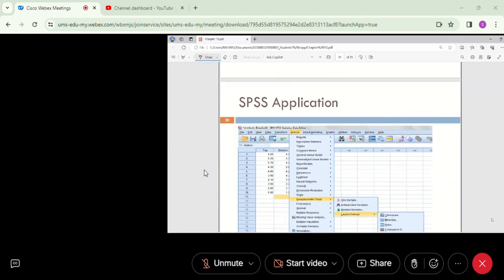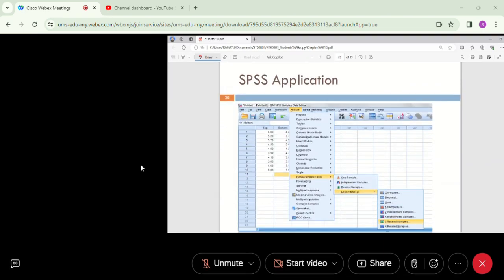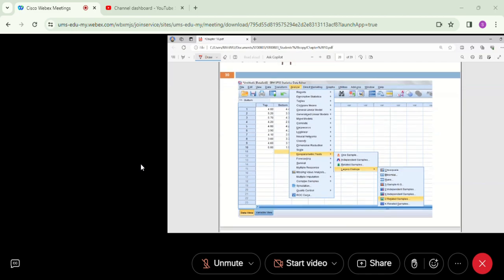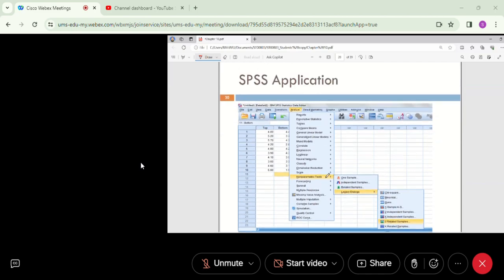Okay, so let's have a look at the result if we use SPSS. We go to nonparametric tests, then legacy dialogs, and then 2 related samples.